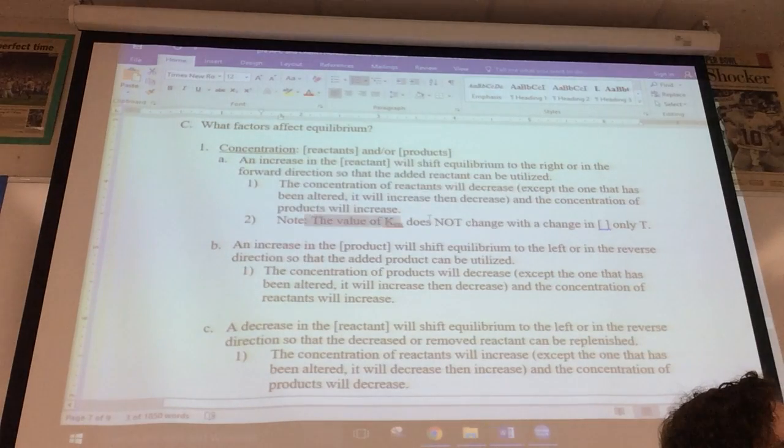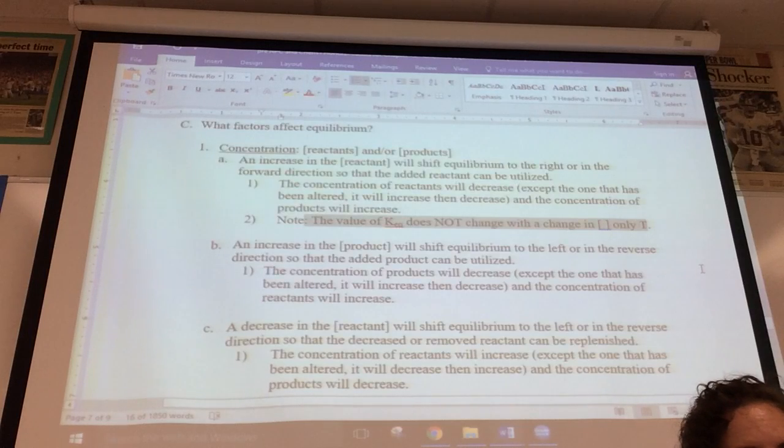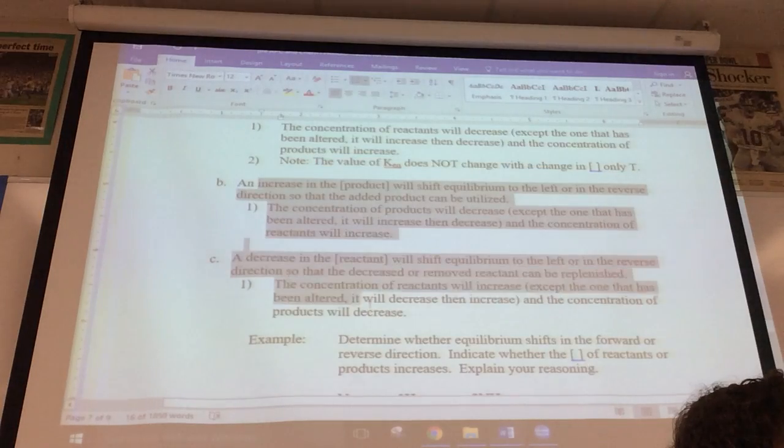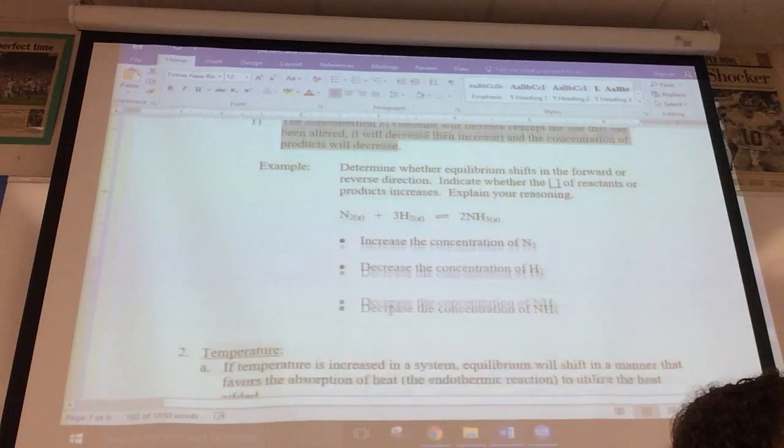Please note that the value of KEQ is not changed when you alter concentration. The only factor that alters the value of KEQ is temperature. Only temperature alters the value of KEQ. And all of this that is written here we mentioned already.